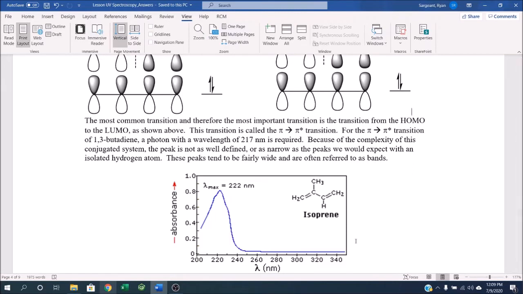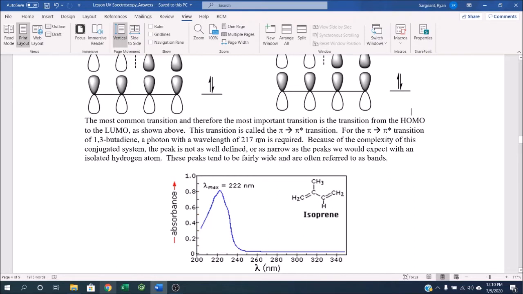One of the cool things about UV Vis spectroscopy is while isoprene and 1,3-butadiene only differ because of the presence of this methyl group, it actually results in a slight difference in this lambda max. This lambda max is the most likely photon that gets removed during that HOMO-LUMO transition. For isoprene, it occurs at 222 nanometers. For 1,3-butadiene, it occurs at 217 nanometers.